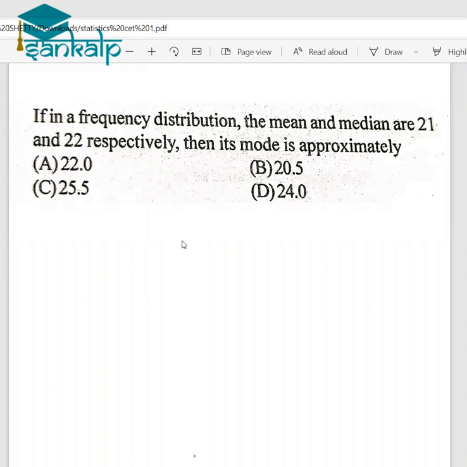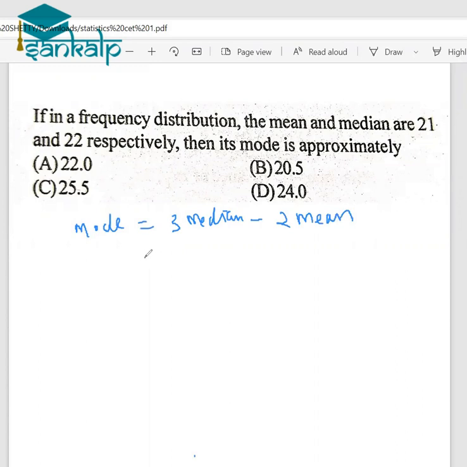Next, question number 20. If in a frequency distribution the mean and median are 21 and 22 respectively, then the mode is approximately... So the values of mean and median are already given. We know the direct relation for calculating the mode. So mode is equal to 3 times median minus 2 times mean.